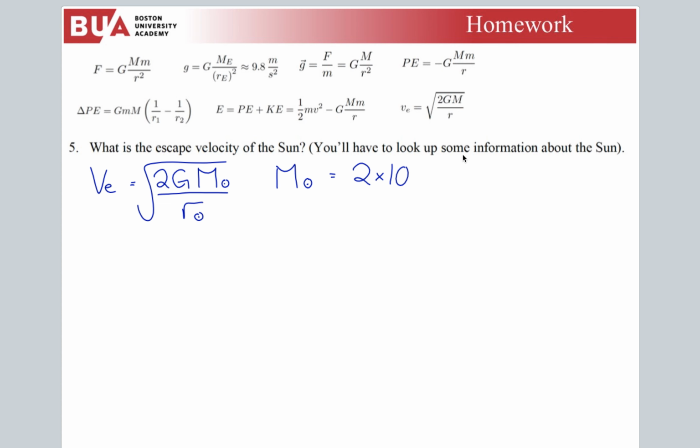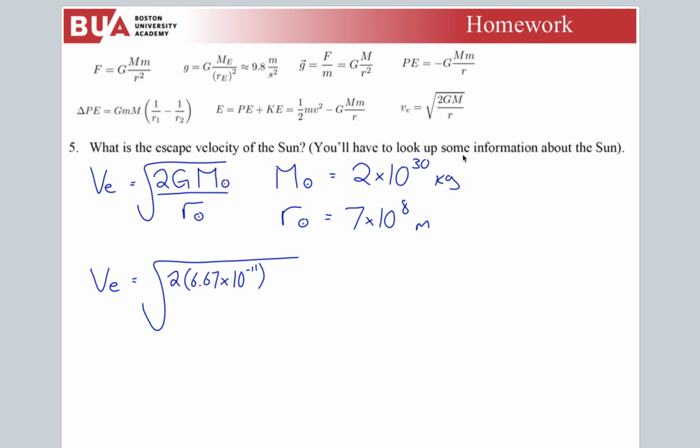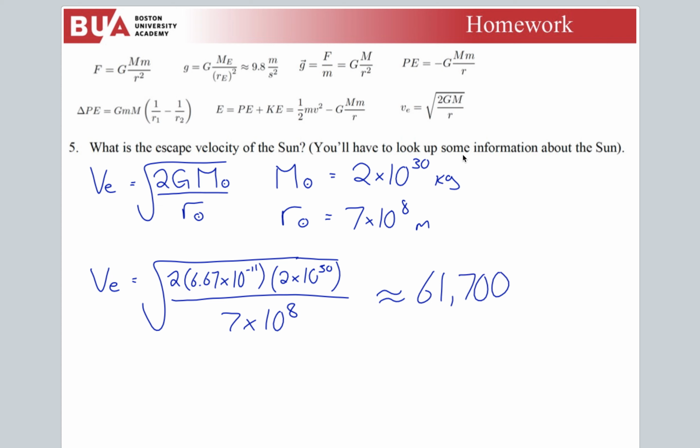Oh no, my internet seems to not be working great because things are taking forever to show up. I don't like that. Okay, so escape velocity is the square root of 2 times 6.67 times 10 to the minus 11 times 2 times 10 to the 30, over radius 7 times 10 to the 8. We get about 61,700 meters per second. So that's about 140,000 miles per hour. You have to go really fast to get off the sun.